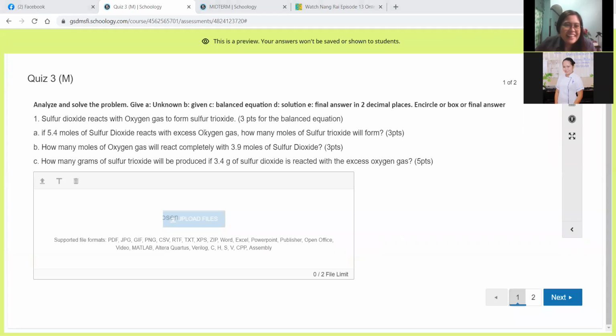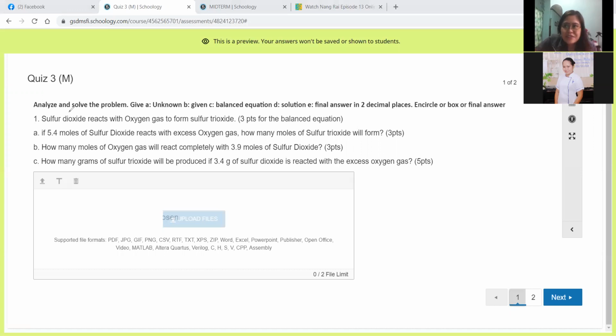So, the first one: analyze and solve the problem. Give letter A the unknown, letter B the given, letter C the balanced equation, letter D the solution, and letter E the final answer in 2 decimal places. However, I will no longer go through ABCDE. I will go straight to the answer. I hope we have the same answer, class, as what you submitted here.